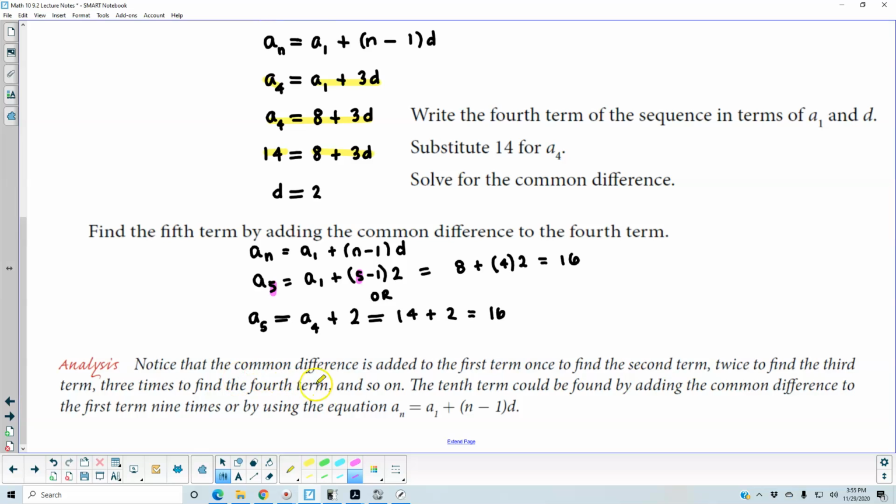Now notice that the common difference is added to the first term once to find the second term, twice to find the third term, and 3 times to find the fourth term, and so on. The 10th term could be found by adding the common difference to the first term 9 times, or by using the following equation.